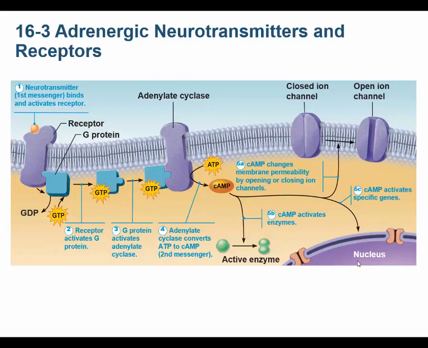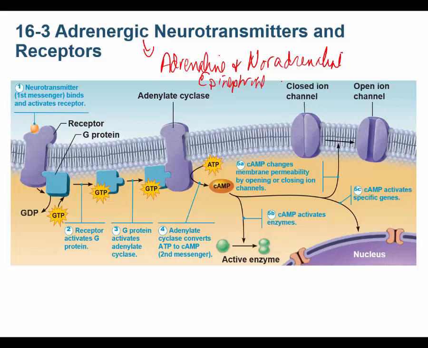So what the heck does it mean to be adrenergic? Well, adrenergic refers to adrenaline and noradrenaline. Now we have another name for adrenaline and noradrenaline. The other name for adrenaline is epinephrine, and the other name for noradrenaline is norepinephrine. So epinephrine and norepinephrine, those are the neurotransmitters, norepinephrine being secreted due to the sympathetic division of the autonomic nervous system. Both epinephrine and norepinephrine bind to receptors that are G protein receptors.